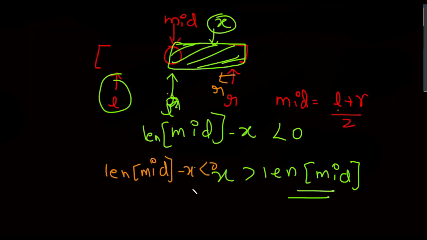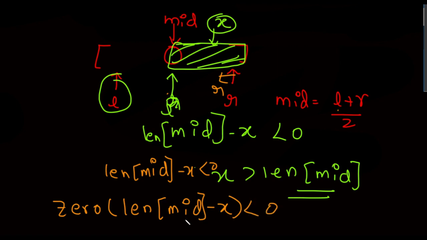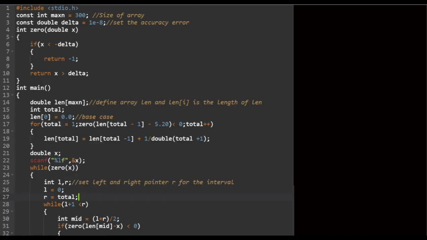Suppose here we have to check whether len of mid minus x is less than 0, so we'll do nothing but 0 of len mid minus x is less than 0. So the zero function will either return minus 1 or 0. So we'll definitely get to know whether 0 of len of mid is less than 0 or not, and accordingly we'll do our thing. So now let's go and see some code for this program.